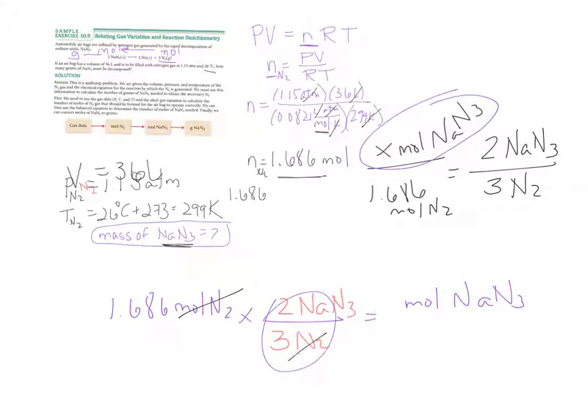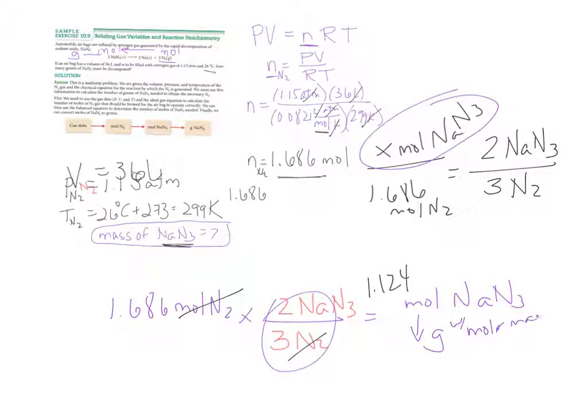Our moles of N2 cancel. And so we end up with 1.124 moles of sodium azide. Now that does not answer the question because we were asked to find the mass of sodium azide. We found the moles, but we're so close because you can always convert moles to grams if you have the molar mass.